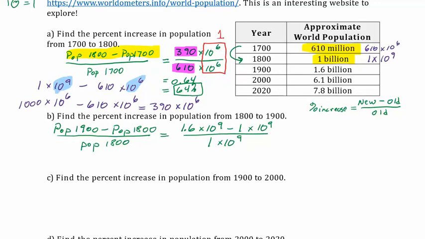So this is set up for us very nicely. All we have to do is take 1.6, subtract 1, and our answer will be in billions. The 10 to the 9s don't drop out and go to 0. You're taking like 1.6 cows minus 1, well, 1.6 cows. That's not a very nice thing to think about. 1.6 billion take away 1 billion is going to leave you 0.6 billion.